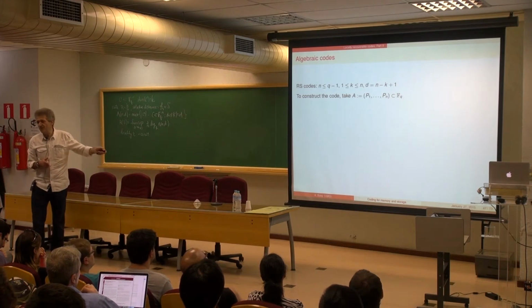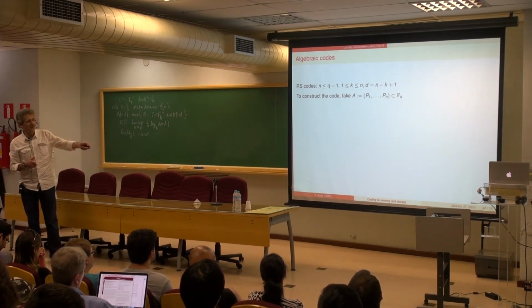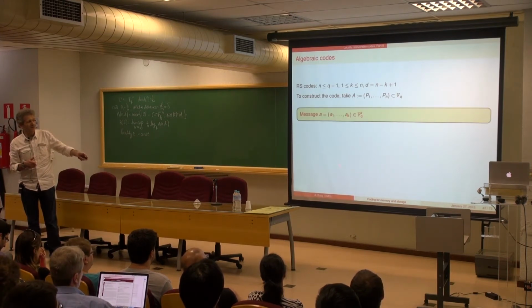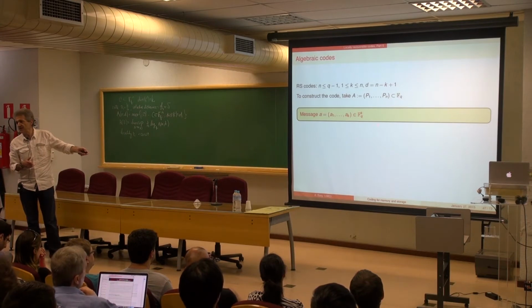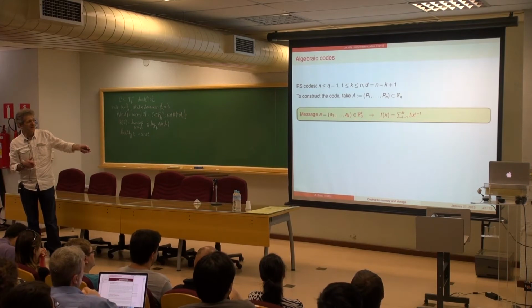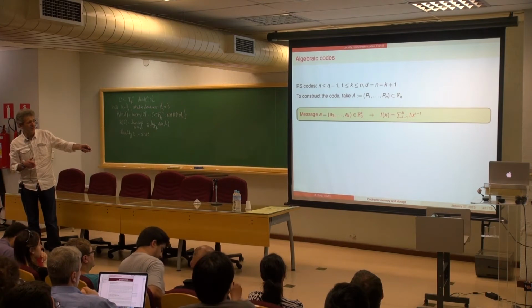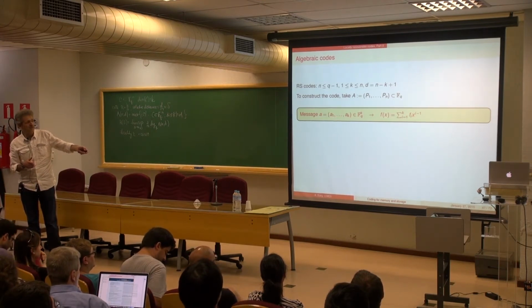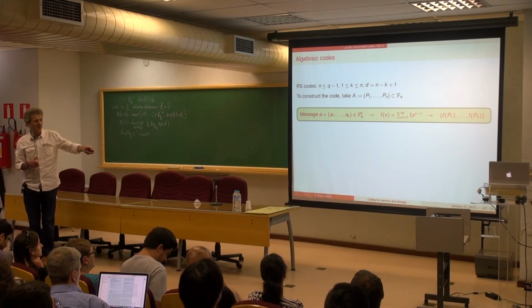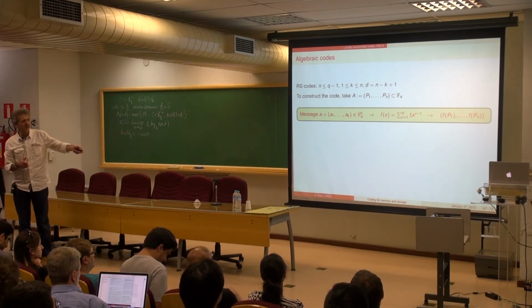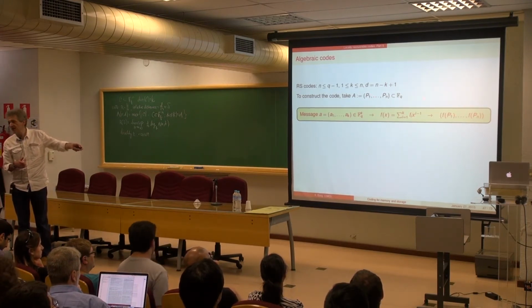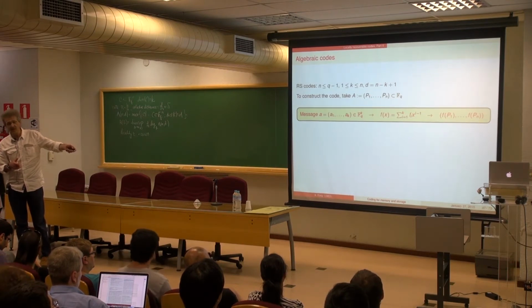Right? So to construct the code, we take a set of points in the field, p1 through pn, where n is the length. We take the message that we want to encode. The message consists of k symbols in the field. We make a polynomial out of that message. This is not f_i, this is a_i, that's a typo, sorry for that. There are k coefficients in the polynomial, and these coefficients are the symbols of the message. The degree of the polynomial is k minus 1 or less. Then we evaluate the polynomial at the p's, and that gives us the codeword of the Reed-Solomon code that corresponds to this message. Again, the f_i's should be a_i's.